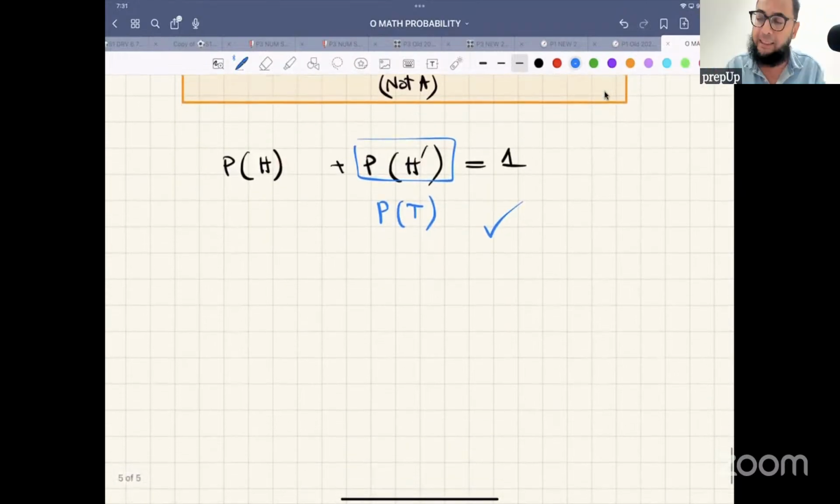Let me illustrate this idea a bit further. Let's say the probability that it will rain today is 10%.